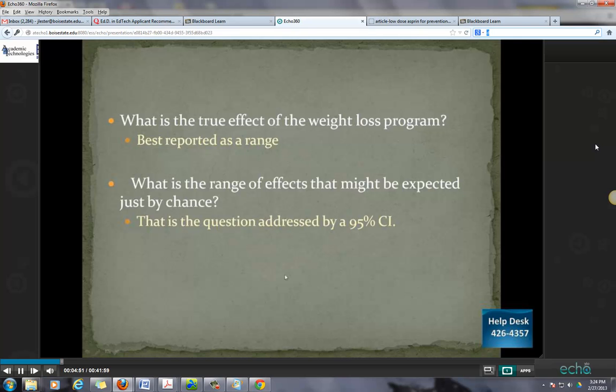And this is not just standard deviation. It's coming up with a number that represents where we think the true amount of weight loss would fall if this study is repeated a number of times.